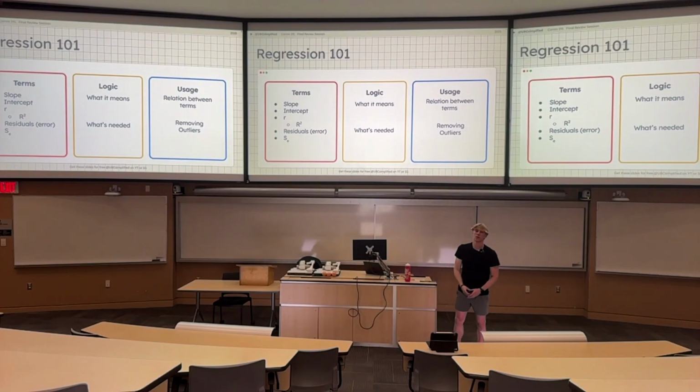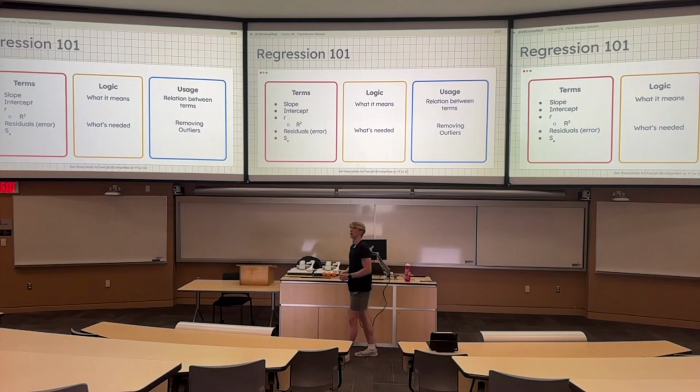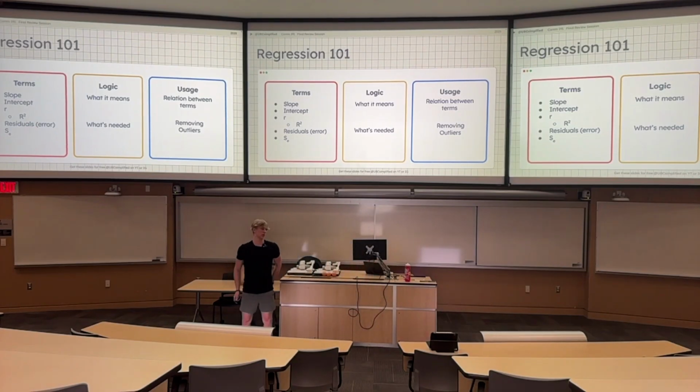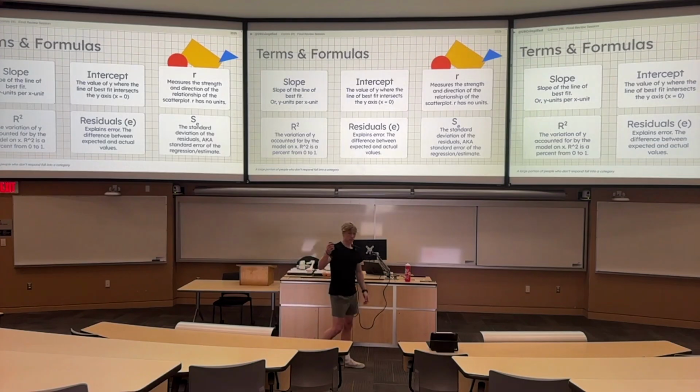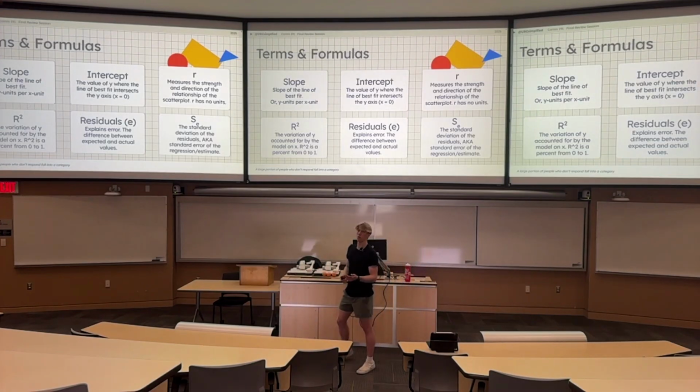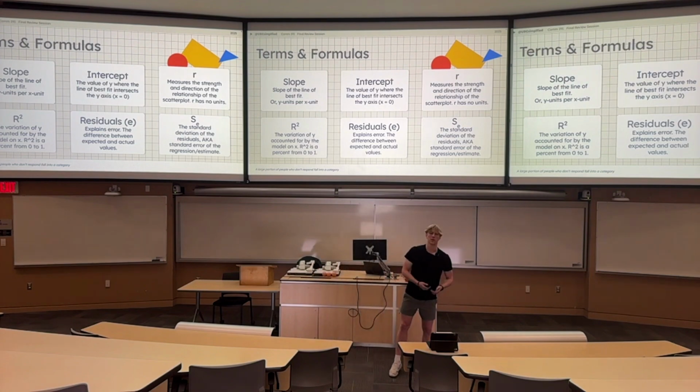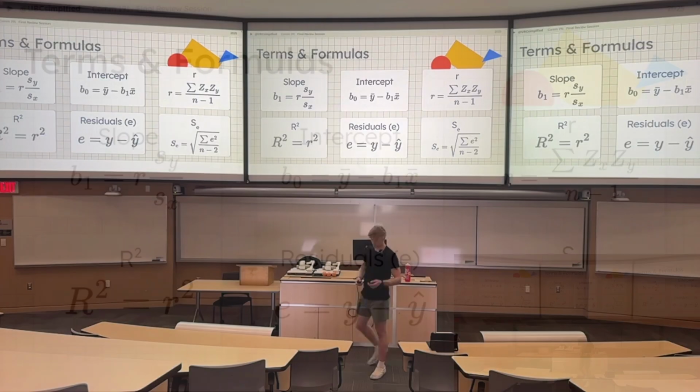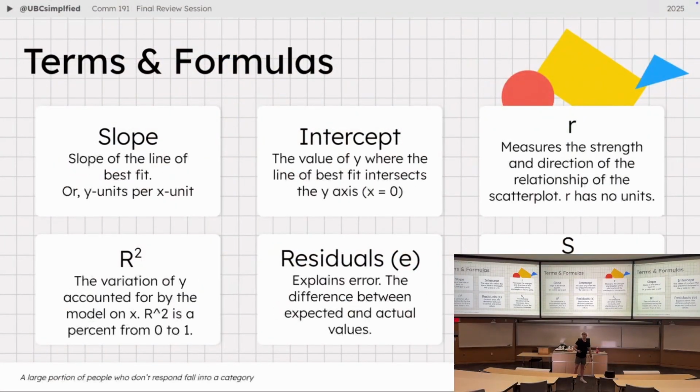All right, going into regression, we're going to first talk about some terms, then the logic of what we use it for, and then what we're actually using regression for. In terms of terms, probably the most important one is the slope. That's your classic y equals mx plus b, so that's your m in this case, or they like to call it b1. When we're doing regression, we create this line, which is the line of least squared residuals, sometimes called the best fit line.